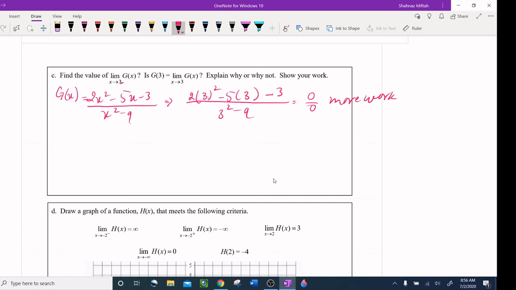What is more work? Since it's a quadratic function, then I have to factor. Least common denominator, conjugate. I don't have a square root, so no conjugate. Common factor, all that stuff. So since it's a quadratic, obviously I have to do my factor. So limit x approaches 3 of g of x is equal to factor. How do we factor, guys? If you don't know or you forgot how to factor, make sure that you watch Algebra 2 videos.